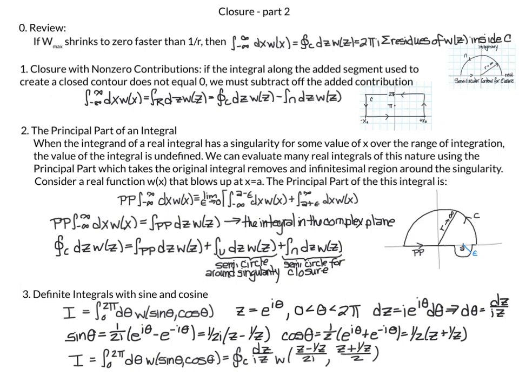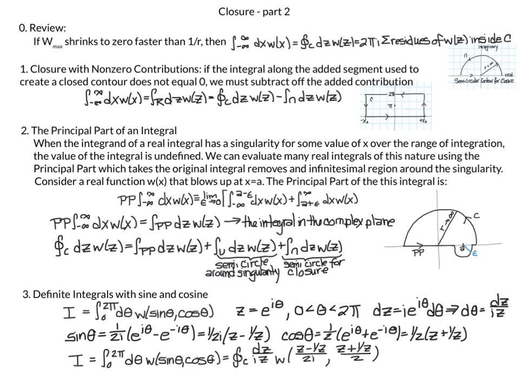The next thing we looked at was the principal part of an integral. This covered the problem of a singularity at some value within the range of integration. If we're integrating along the real line and there's a singularity at a, we defined what we called the principal part. The principal part takes out an infinitesimally small circle around our singularity so that we just avoid our singularity.